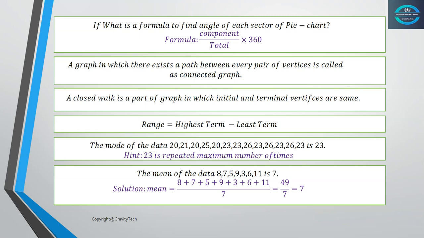And the next question is what? The mean of the data 8, 7, 5, 9, 3, 6, 11 is what? 7. It's very simple. Add all of these numbers. And how many numbers are those? 1, 2, 3, 4, 5, 6, 7. And divide by that number. So addition upon the total number. Addition is 49 upon 7 gives you the 7.